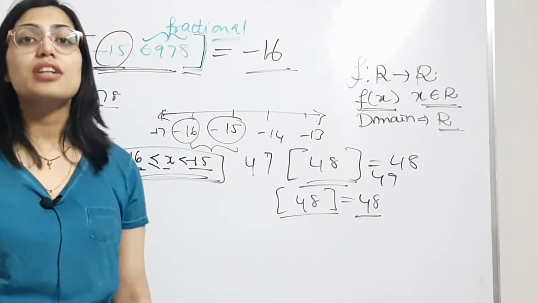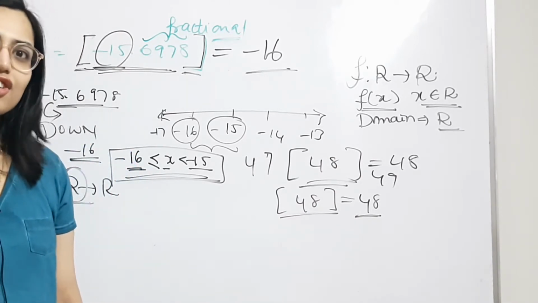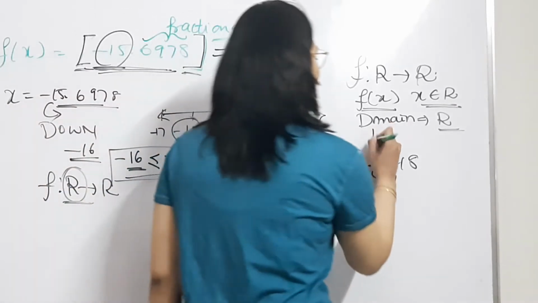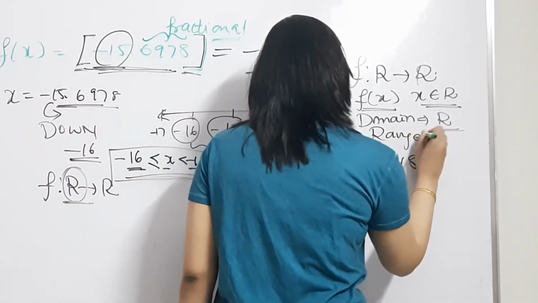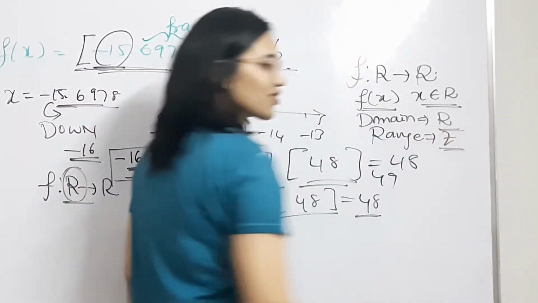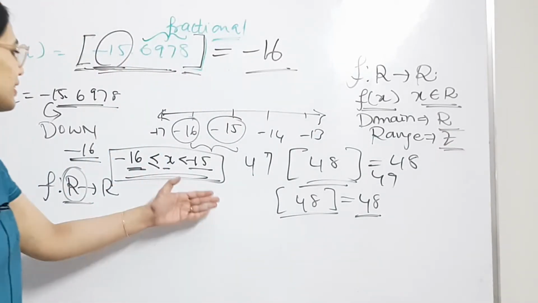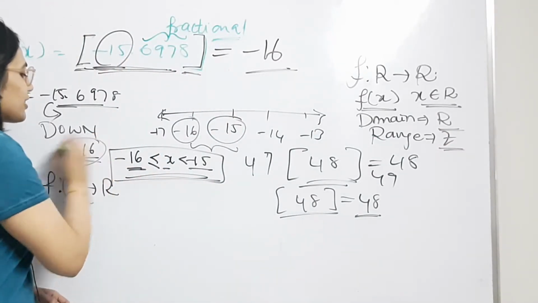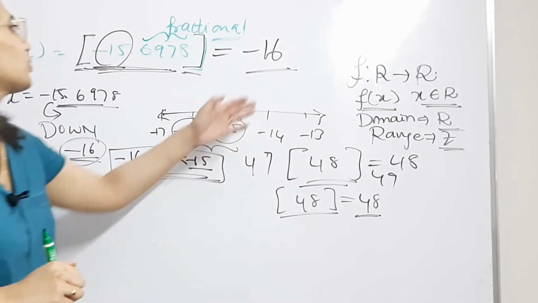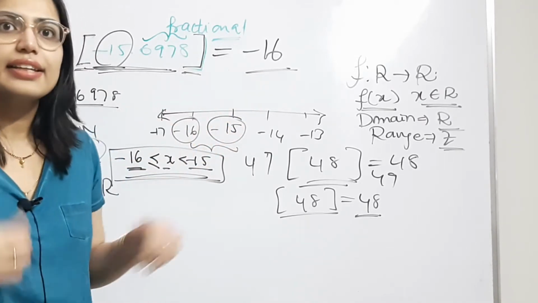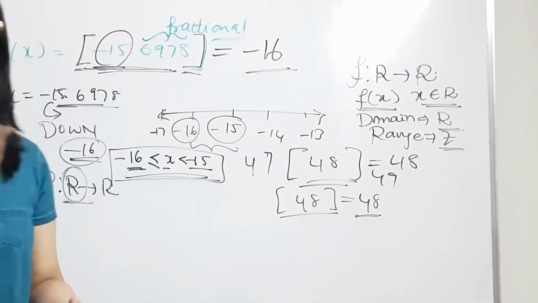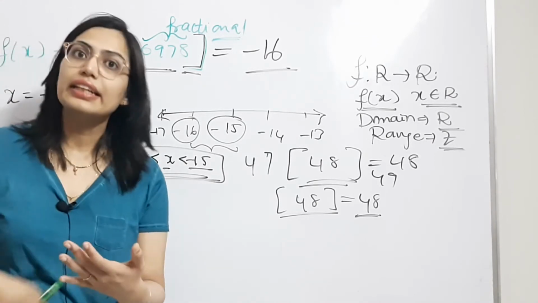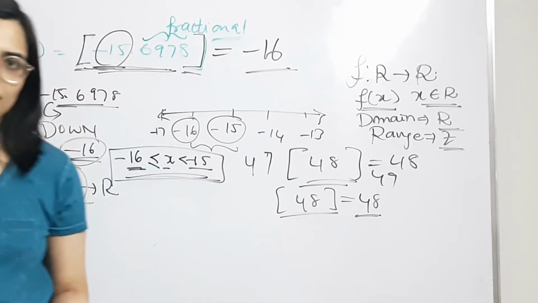But what do you observe from the range of the greatest integer function? Don't you think that the range of the greatest integer function is integers? Because we are getting finally an integer only. We are getting the final value as an integer itself. We are not getting some fractional value. We are rounding down the value so that we get another integer value that is closest to x.